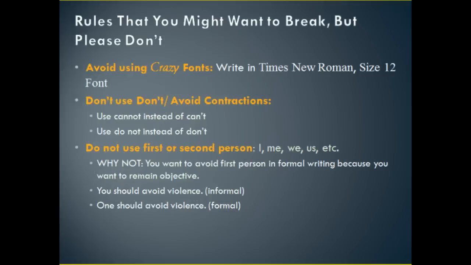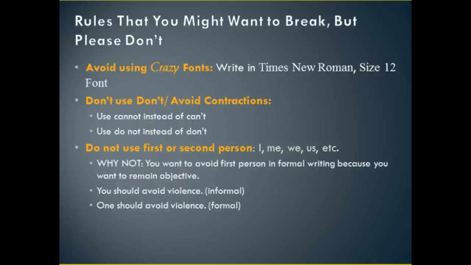Finally, we have some rules that you might want to break, but please don't. First of all, avoid using crazy fonts. Make sure you write in Times New Roman size 12 font. Your paper should also be double-spaced. Don't use don't. By this I mean avoid contractions. Use cannot instead of can't. Use do not instead of don't, and so on and so forth.